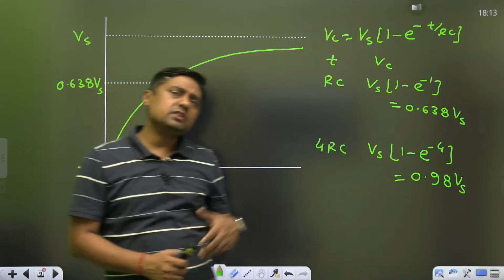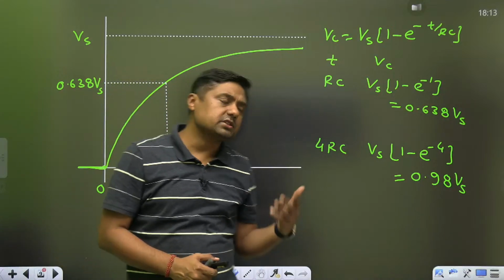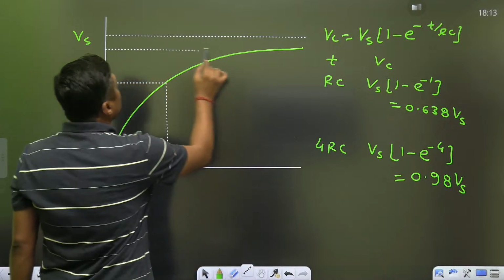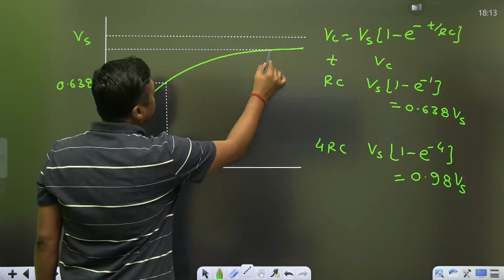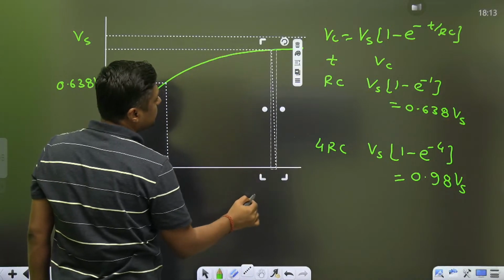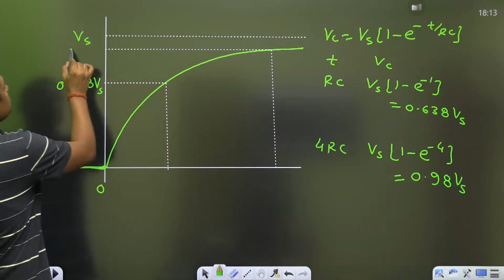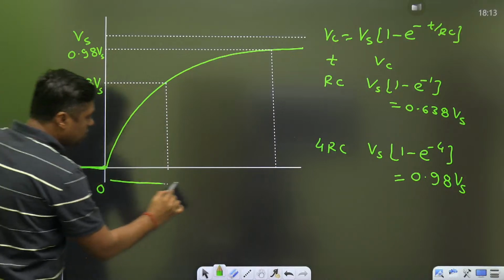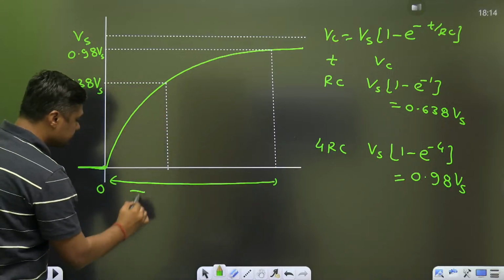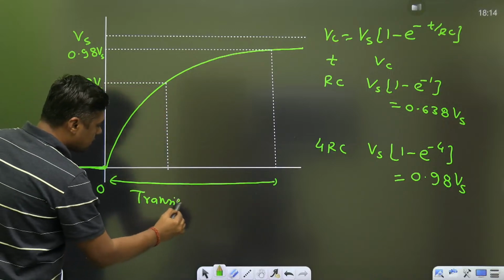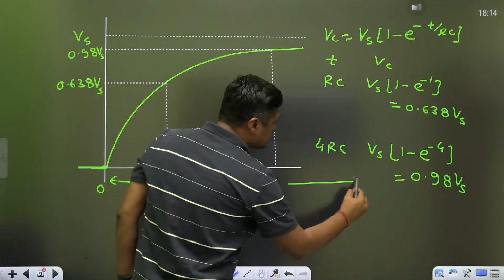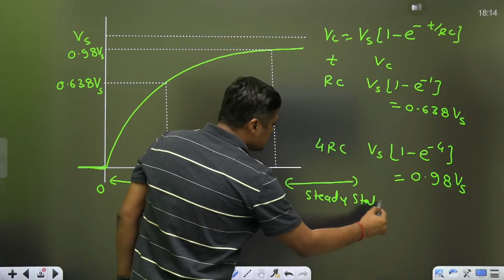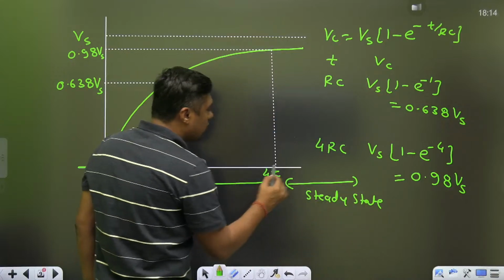When we are saying that if it is charged up to 98% or 99% in 5 time constants, then transient is over and it is steady state. For example, up to this point, if it is charged up to 98%, then we can say from this point to this point, it is transient. And finally, after that, the circuit reached what? Steady state.